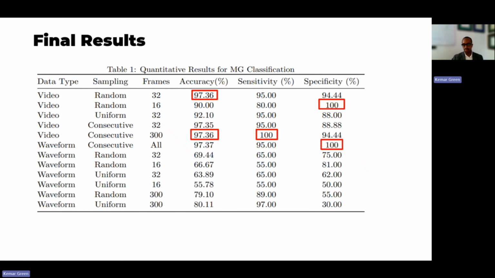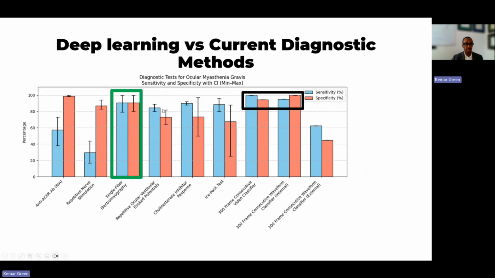And so with that, here are our results, the performance with lots of experiments. We got specificities and sensitivities that were close to or better than the gold standard. And here's the gold standard over here, single fiber EMG, sensitivity, specificity. And here are our two best performing models, which sort of outperformed them in a sense. We need more data to validate that, obviously.